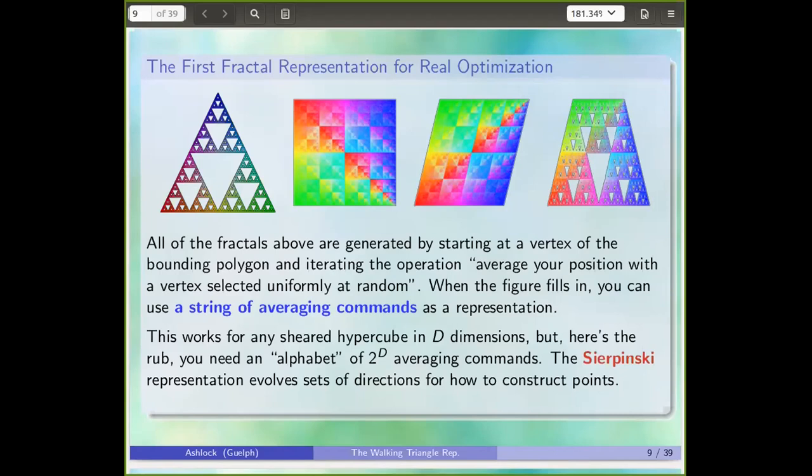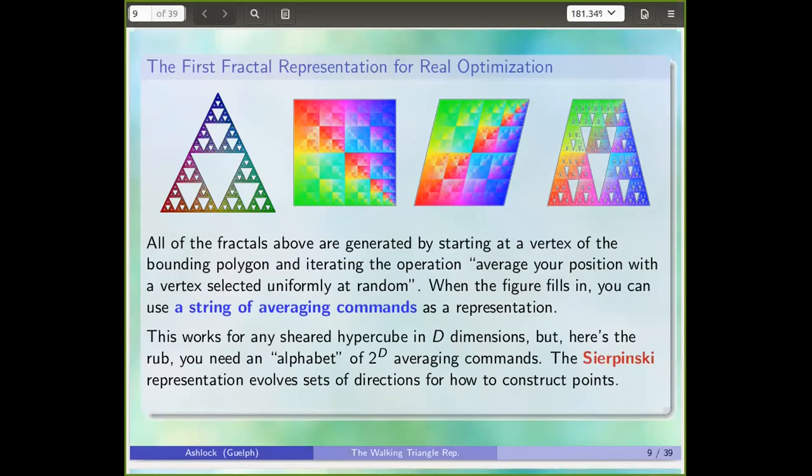That's cool though, because when the figure fills in, you can use a string of averaging commands as a representation. If I say corner one, corner one, corner two, corner one, corner three, corner four, corner one, corner two, corner three, corner one, corner four, then I've arrived at some point in the interior of the square by averaging toward those corners, and that string of averaging commands is a representation. So instead of specifying X and Y as numbers, I specify a character string.